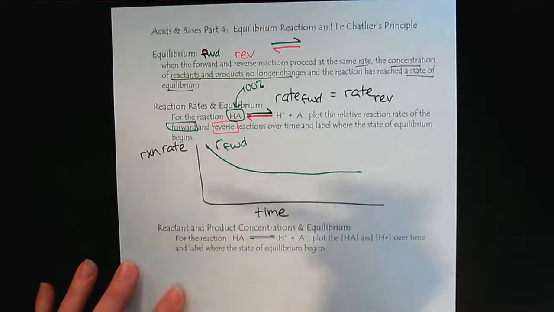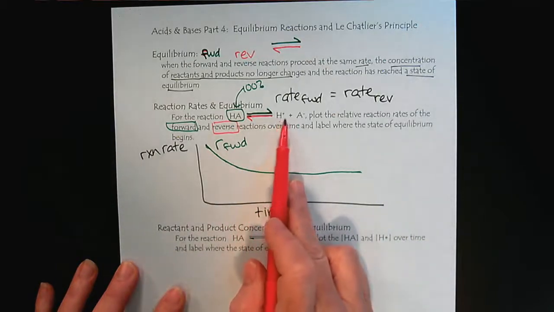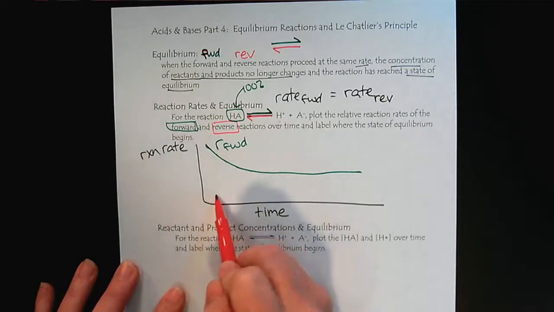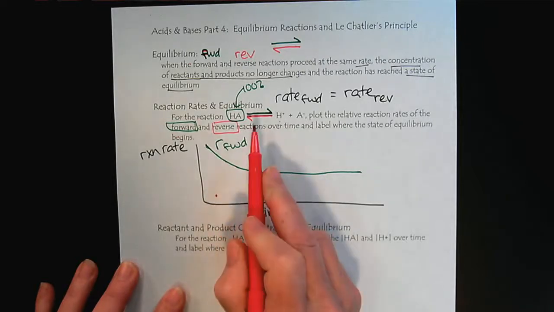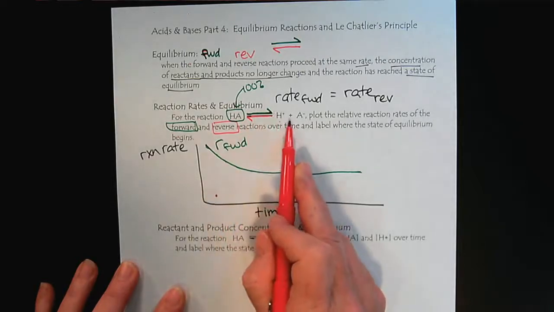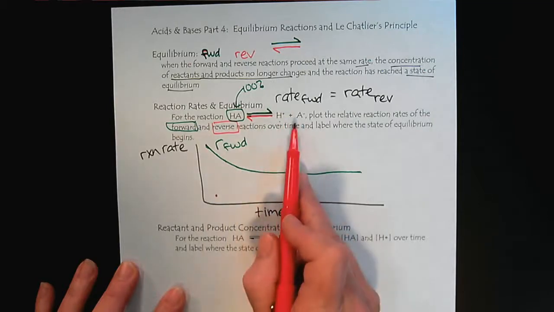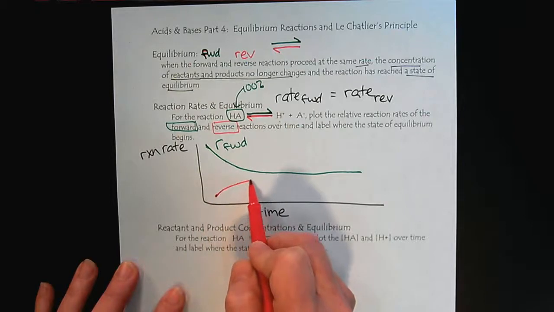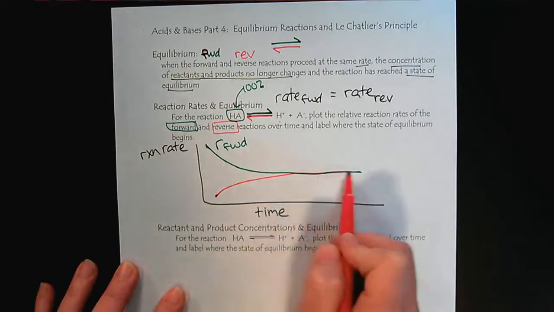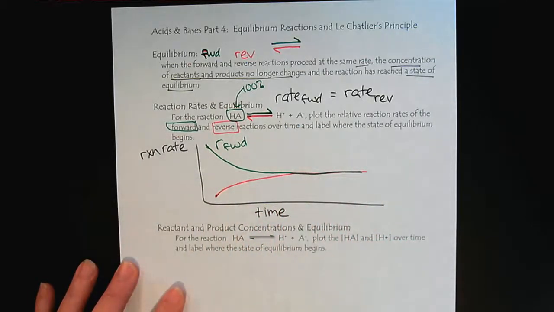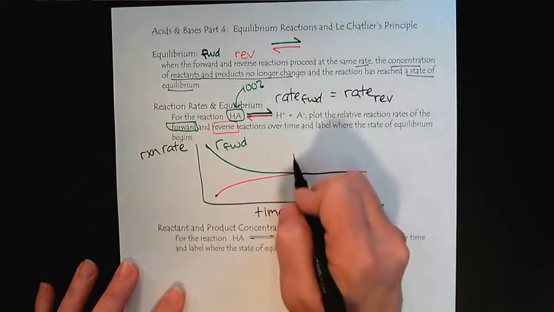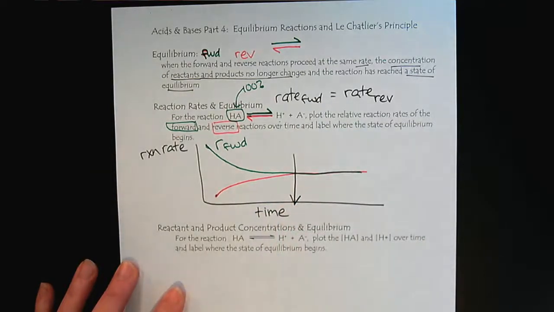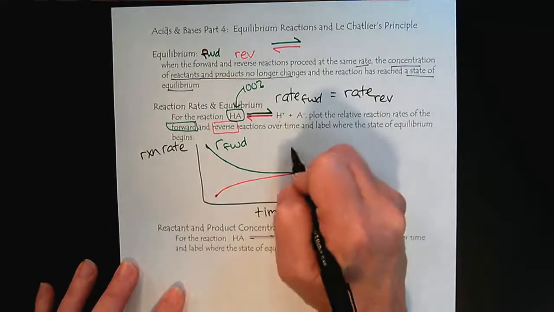Now the reverse reaction, initially there is no H plus or A minus, so there is no reaction rate, and then as the forward reaction proceeds, we start to produce products, and then those products can begin the reverse reaction. And so we see that at this point right here, this is where equilibrium begins.